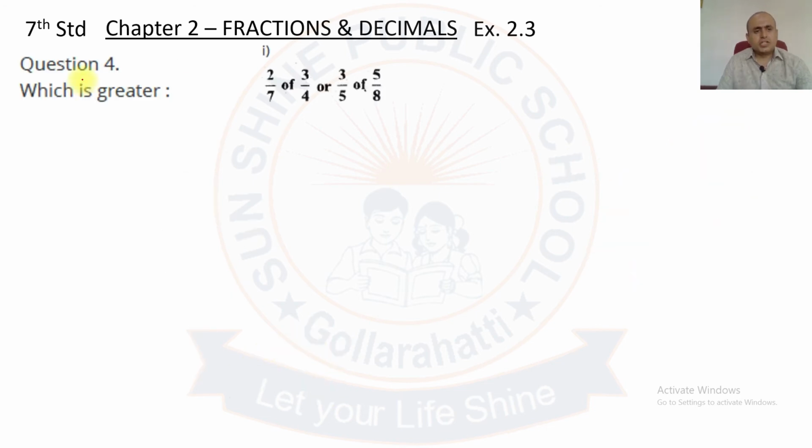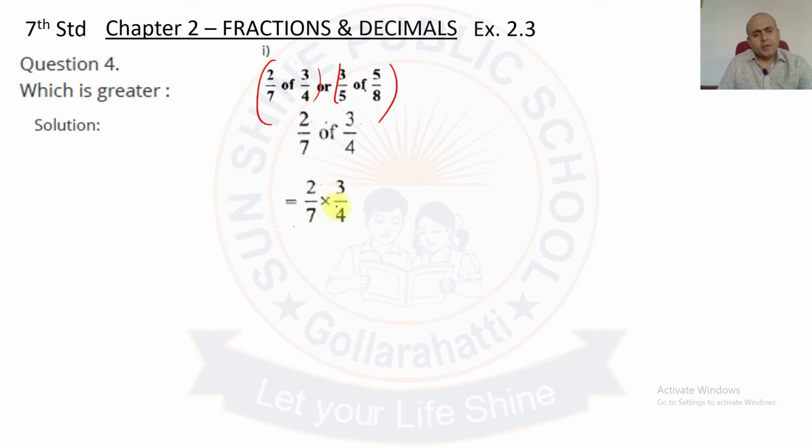Next question. So question number 4, which is greater? Here they have asked which is greater, that is 2 by 7 of 3 by 4 or 3 by 5 of 5 by 8. In these two numbers, which of them is greater? So let us find this first. The solution is 2 by 7 of 3 by 4, that is nothing but 2 by 7 into 3 by 4.